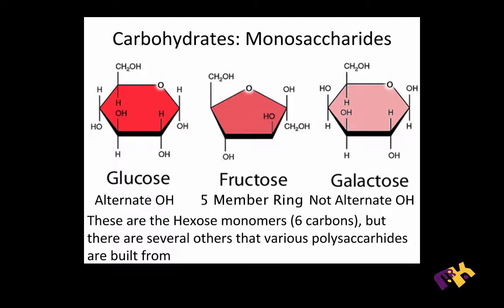Now, I mentioned before that these are hexose monomers or monosaccharides, meaning that they contain 6 carbons, but there are several others that are used to form polysaccharides. There's not just 3. There are several other monosaccharides that you can come across to build larger chains of them, larger molecules.